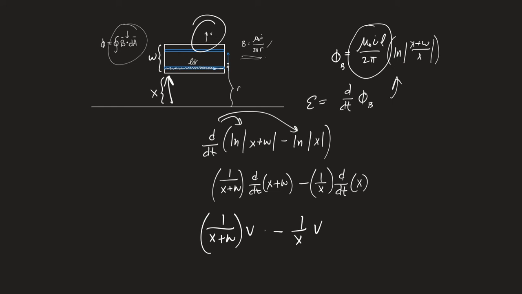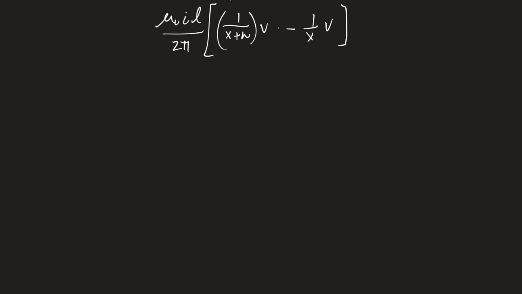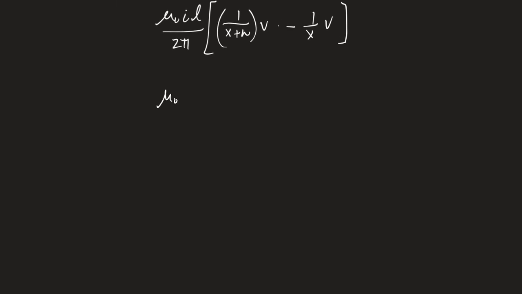More importantly, you can pull them out of the function. They're the same. Once I've taken the derivative, I'm good. So mu naught I L over 2 pi times all of that. And you have the numbers for it all, but this just becomes mu naught I L V over 2 pi, and then times 1 over x plus w minus 1 over x. This is going to be my EMF.